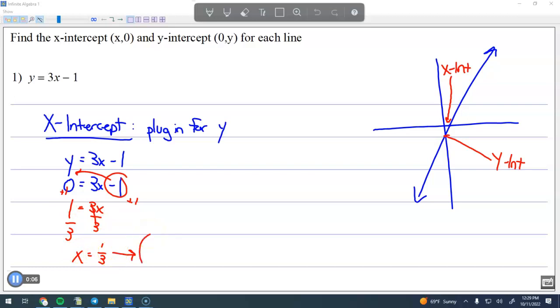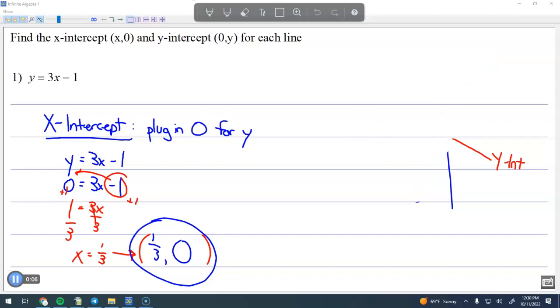Now here's the tricky part. Here's the part that seems to be screwing people up. I want to write my answer as a coordinate, x comma y. So x is what I just found. And what's y? It's 0, because I forced it to be 0. I decided that. So 0, and that's your answer. That's your x-intercept. But you're only done with half the problem. You've got to do the y-intercept too. But you're good. That was good.